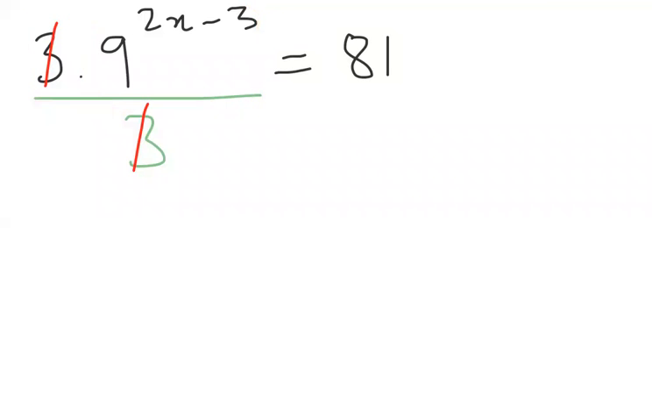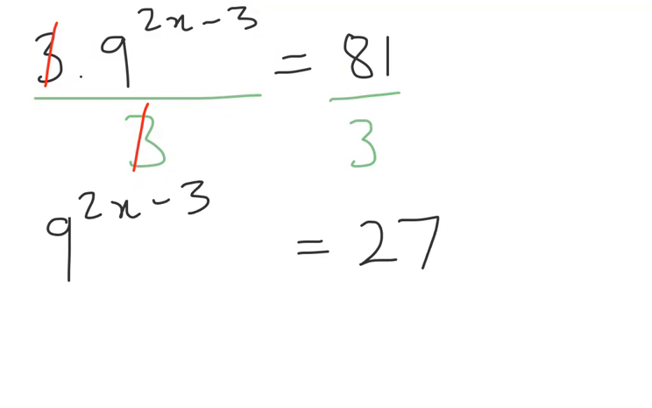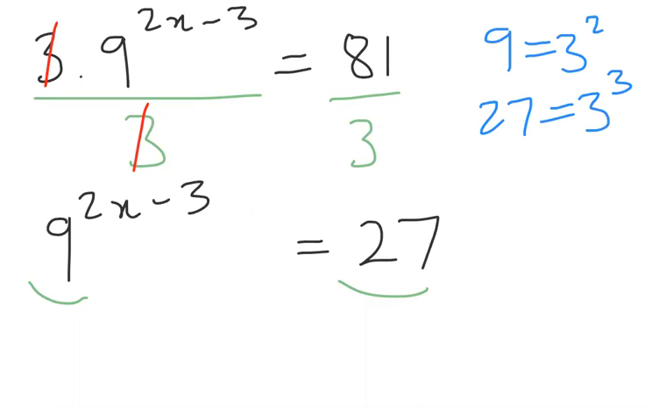But remember, whatever we do on the left, we must do on the right. So we must divide the 81 by 3 as well. So 81 divided by 3 will give us 27. And on the left, we'll have 9 to the power 2x minus 3. Right, so what do we have here? We have a 9 and a 3. So it's not the same. We want both the same. But 27 is not equal to 9 to the power 2 or 9 to the power 3, etc. So what can we do? We want it the same, but if you know your powers, you'll know that 9 equals 3 squared and 27 equals 3 to the power 3.